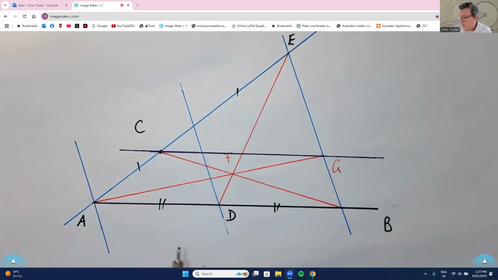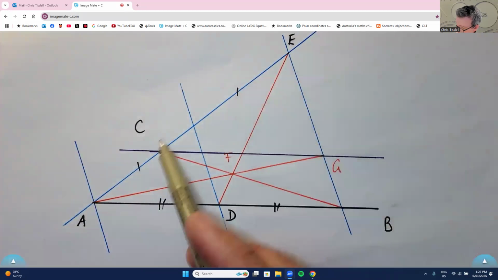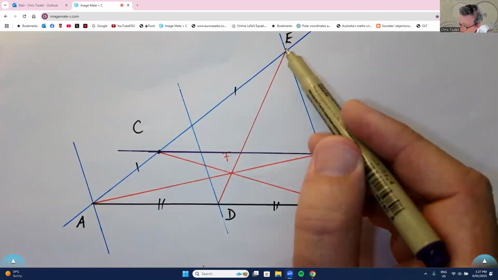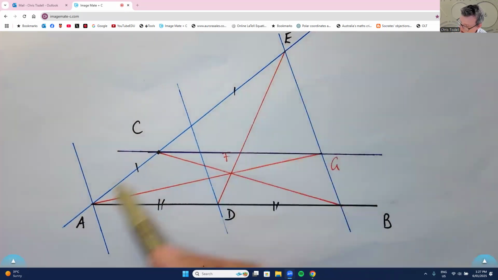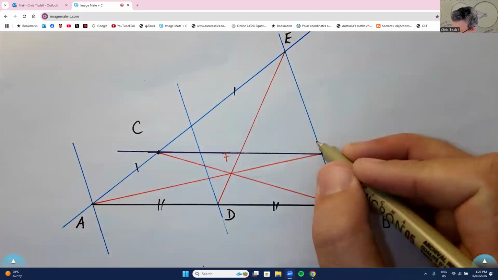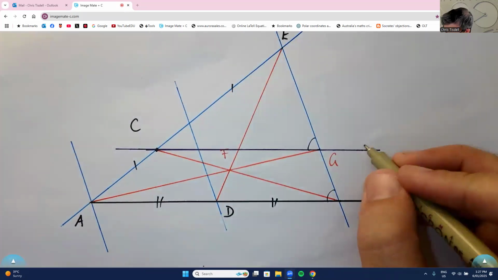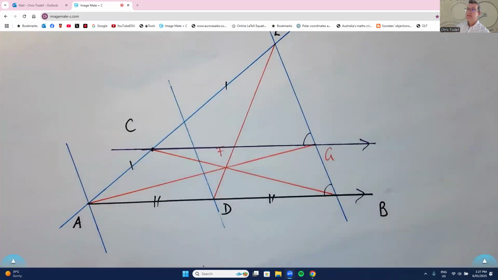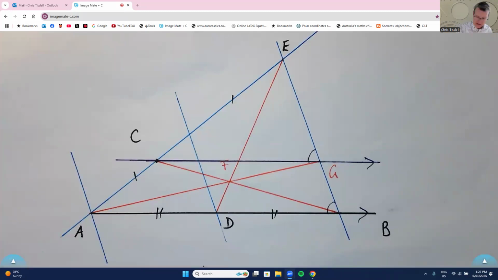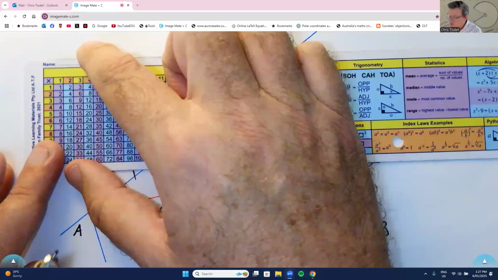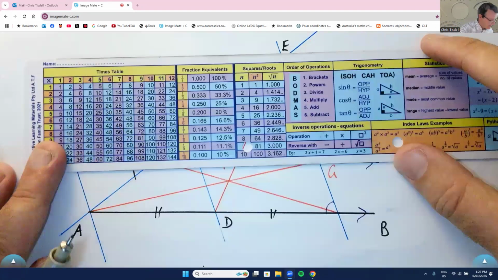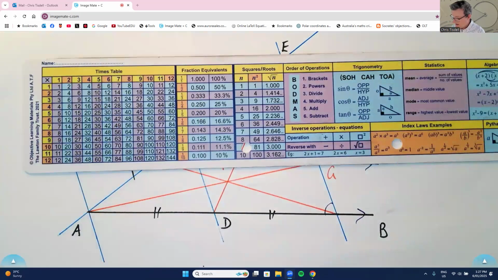But why is it true? Well, essentially, the triangle ECG is similar to the triangle EAB. So this angle and this angle are the same, and therefore these two lines must be parallel. Okay. So just with two parallel straight edges, I was able to construct this parallel line.